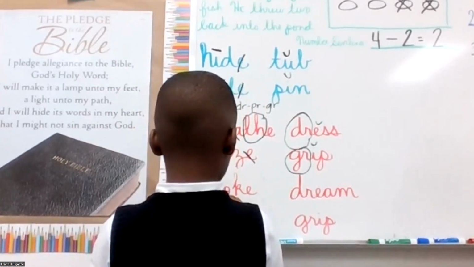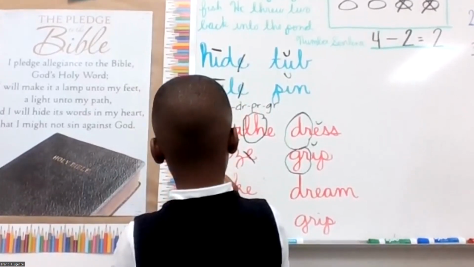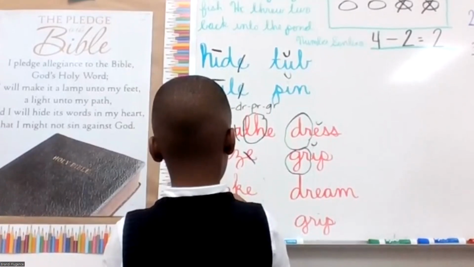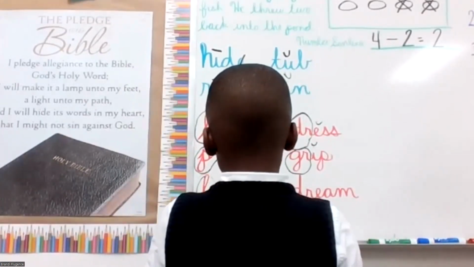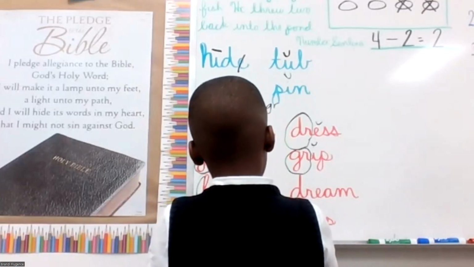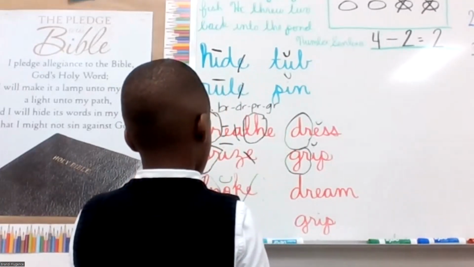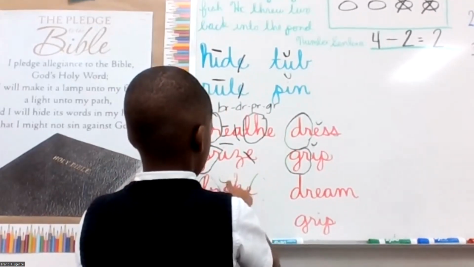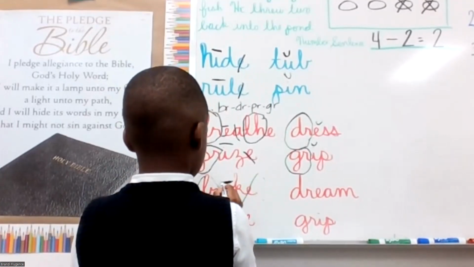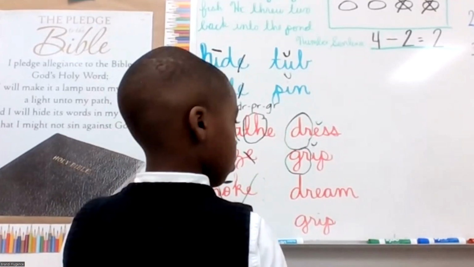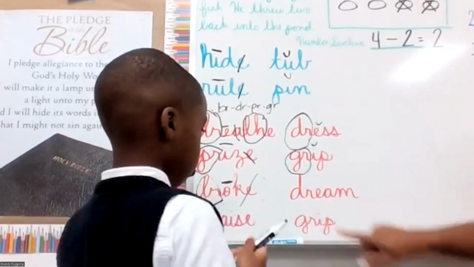BR. Mhm. And how do you mark your vowels? It's two vowels. That's a long vowel. First one is long, second one is silent. And what would the word be? Broke. Good. Micah, next one.